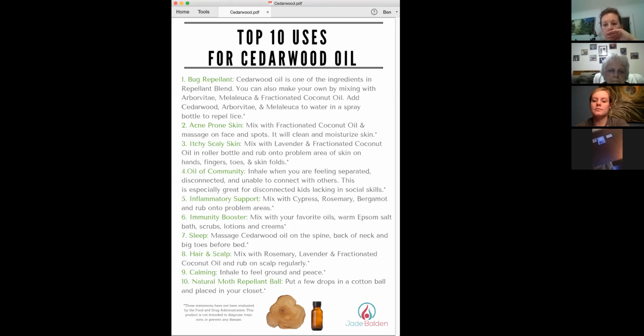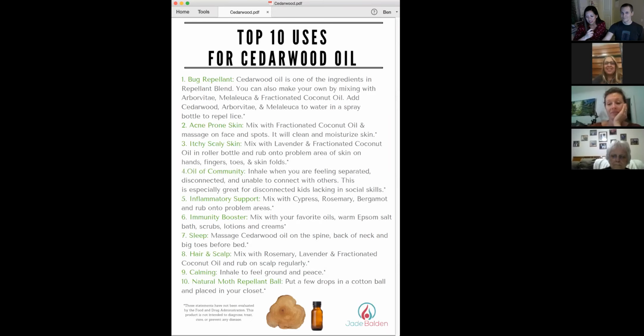So Debbie Westwood says that cedarwood smells like wet dirt after rain. She said it's grounding and it's balancing. And she layers it every night with her lavender to help her sleep. Right? That's perfect.